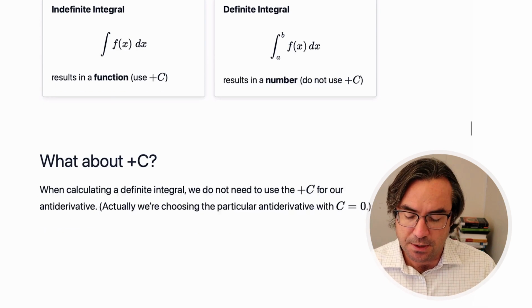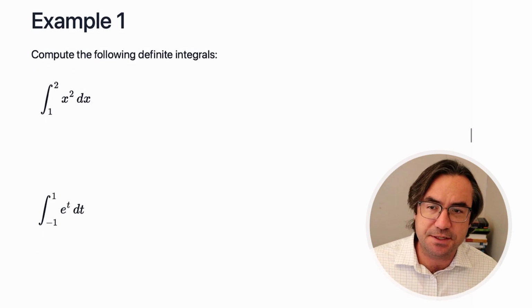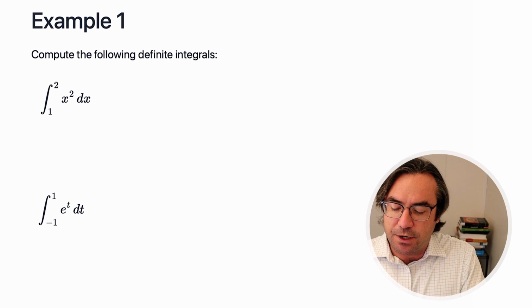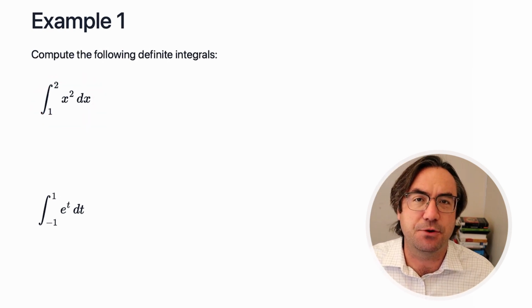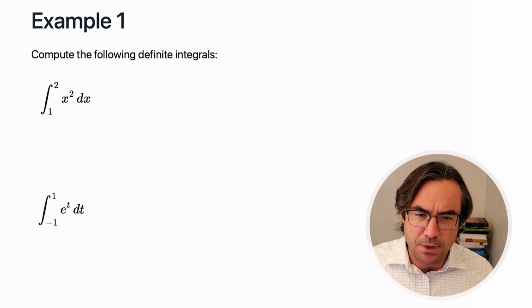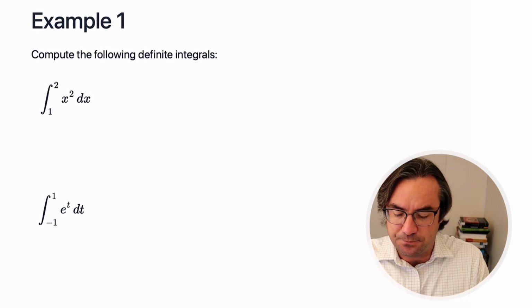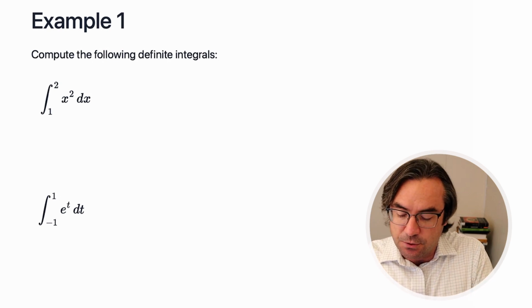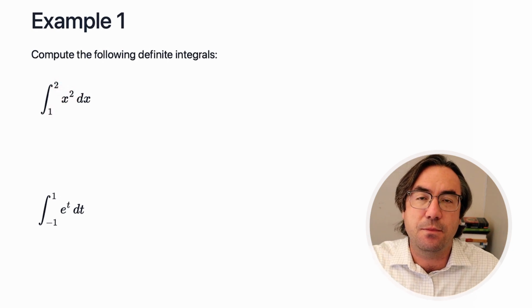Like I said, we're just going to practice calculating these definite integrals, and we're going to see later on how to interpret what this is actually calculating. I just want to get practice on how to calculate these. So let's look at a couple. Let's look at this first integral. This is a definite integral. We're looking at the function x squared, integrating over the interval from 1 to 2.